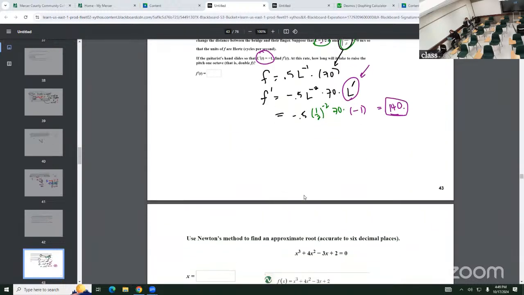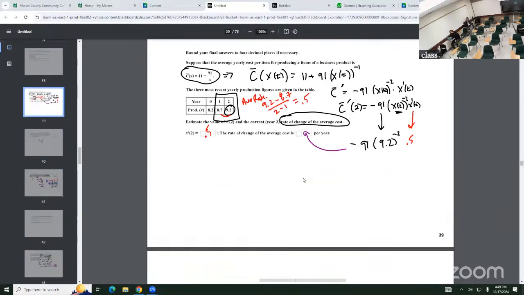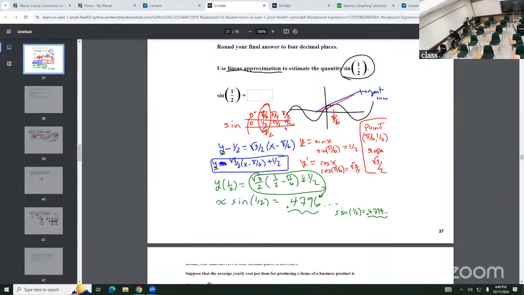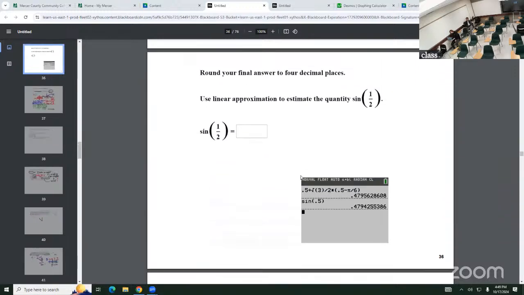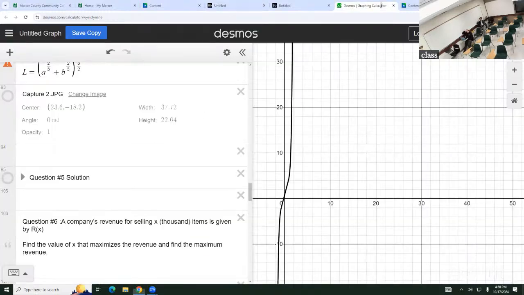This is review for what? Oh, this is midterm review stuff. So let's take a look at these and see if we feel like doing them. I removed a lot of these. I don't think I do the local linear approximation to the sine of 1/2. Can you tell me how to do a local linearization of 1/2?